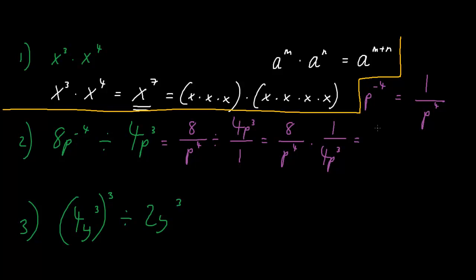And this will give us 8 over 4 multiplied by 1 over p to the power of 7, as p to the power of 4 multiplied by p to the power of 3 is p to the power of 7. And we know that 8 over 4 here is 2. So we get 2 over p to the power of 7.